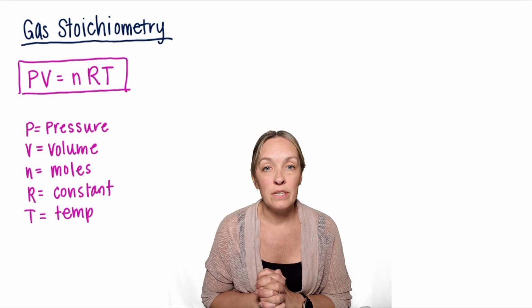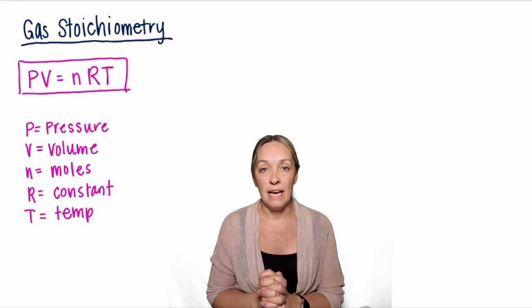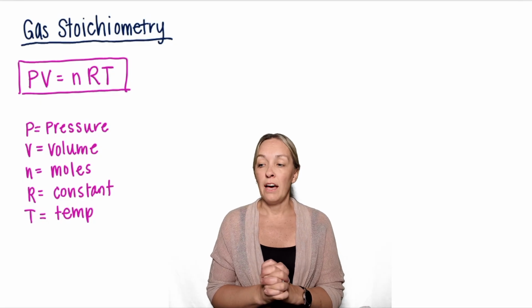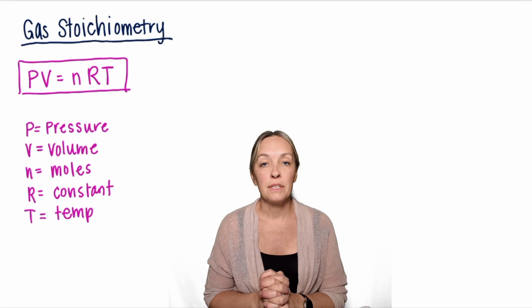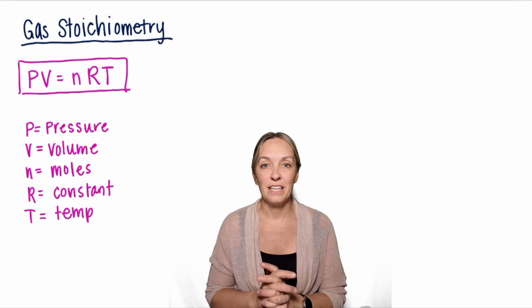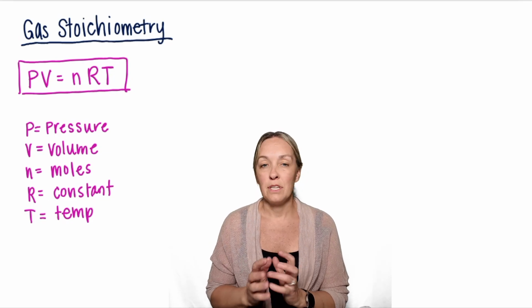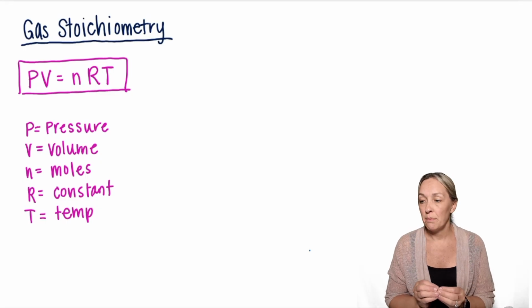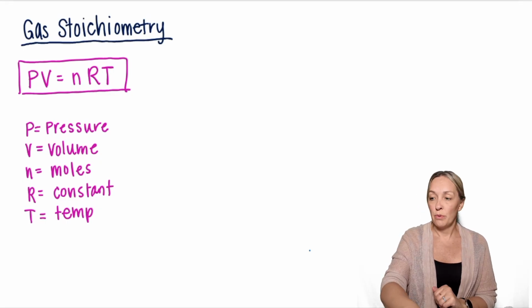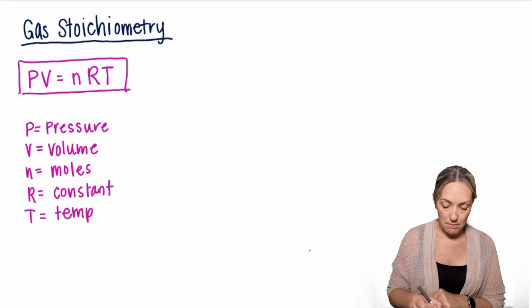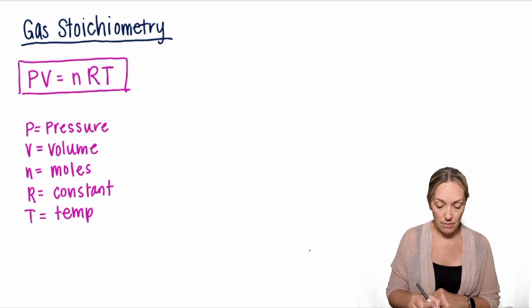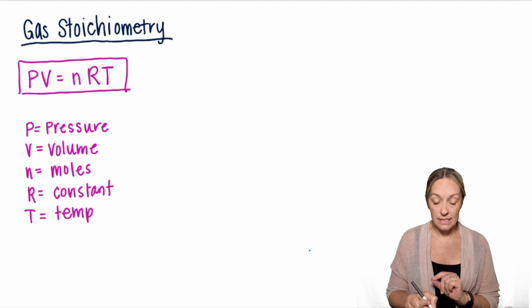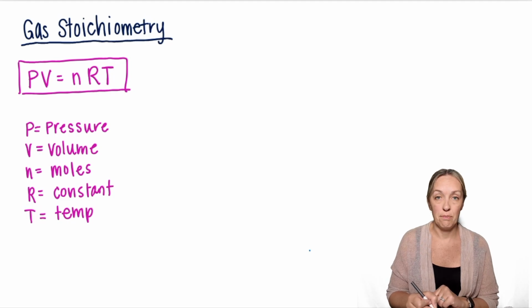So we can do that using our equation PV equals nRT. If you are not familiar with the ideal gas law, please check out my earlier video that is linked above for tips on how to use the ideal gas law. All right, with the ideal gas law, a brief recap here. We have to make sure we know what the variables mean. P measures pressure, V is volume, n is moles, R is a constant, and T is our temperature.